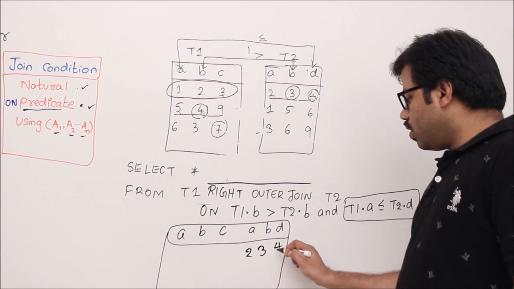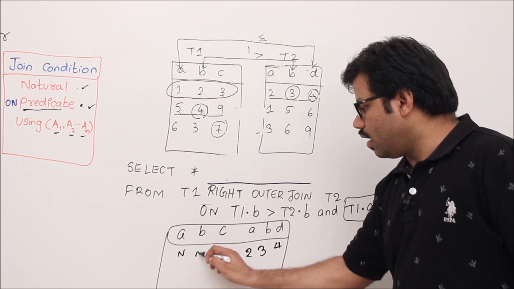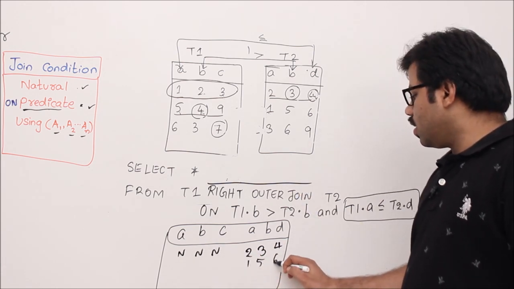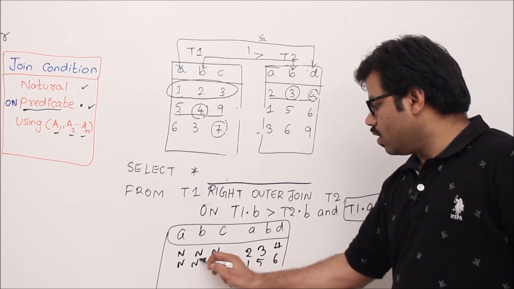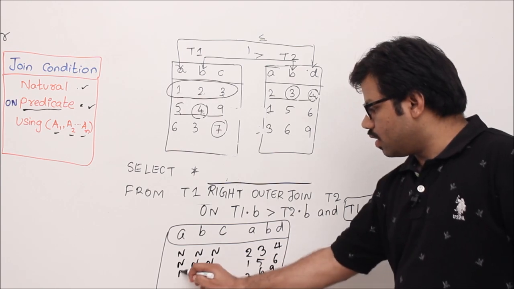Add 2, 3, 4, and on behalf of A, B, C we should write null, null, null. Similarly we write 1, 5, 6 with null, null, null. After that, 3, 6, 9 along with null, null, null.